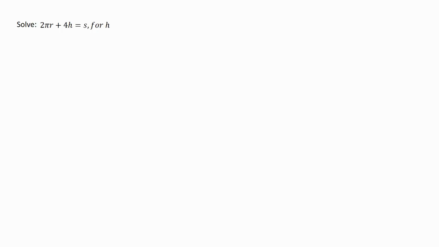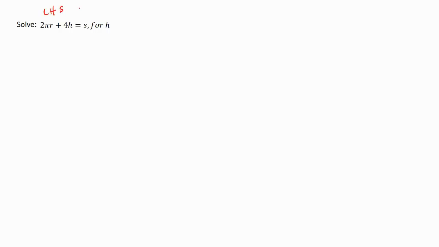So we're going to use the 6 steps. The first step says to remove fractions, which we do not have. The second step says to remove parentheses, which we do not have. The third step tells us to combine like terms on both sides, and we have no like terms. Normally we would set a guide, but in this case, since I have a literal equation, I'm going to locate the variable I'm trying to solve for, which is h. H is on the left-hand side of our equation.